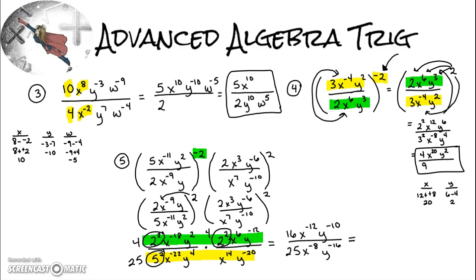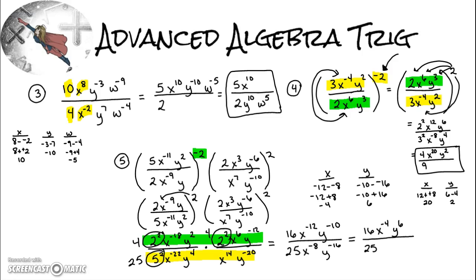Now I'm ready to do the division step, so I set up my division line. 16 over 25 doesn't divide and it doesn't reduce, so I just get to write those back. Then I'll show the work for the x's. I'm going to subtract negative 12 minus negative 8, which is negative 12 plus 8, which is negative 4. So the x is to the negative 4. And then with the y's, I'm subtracting negative 10 minus negative 16, which is negative 10 plus 16, which is 6. So I get y to the 6th.